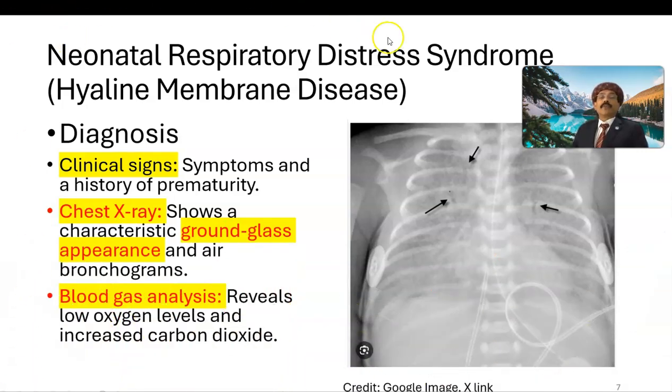Neonatal respiratory distress syndrome, hyaline membrane disease diagnosis: certainly the history, clinical signs, symptoms of prematurity. Chest X-ray shows a characteristic ground glass appearance like this. Ground glass, it should be darker, but it is not in this case of neonatal respiratory distress syndrome. It is a ground glass appearance. And also we'll get air bronchogram, 1, 2, 3, air bronchogram. Blood gas analysis reveals low oxygen level and increased carbon dioxide.